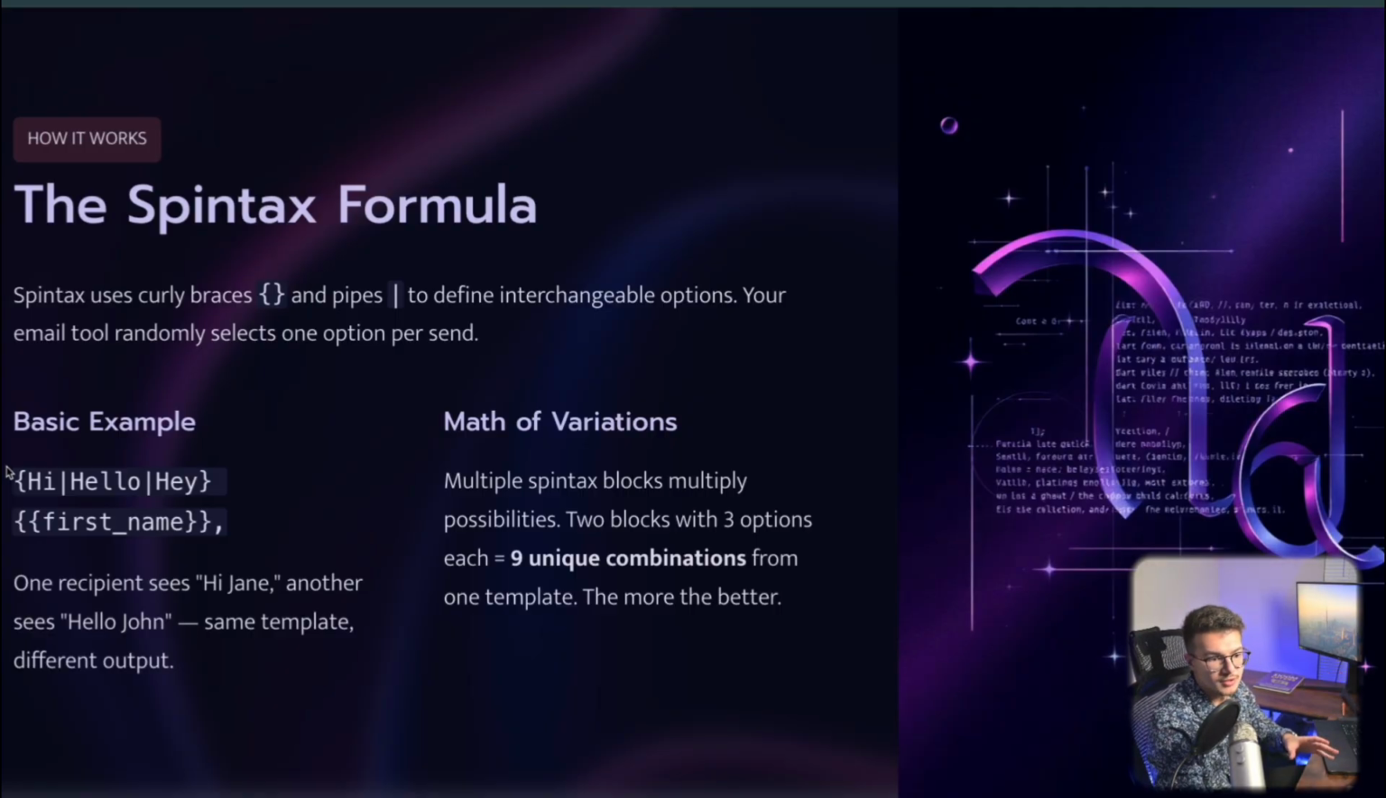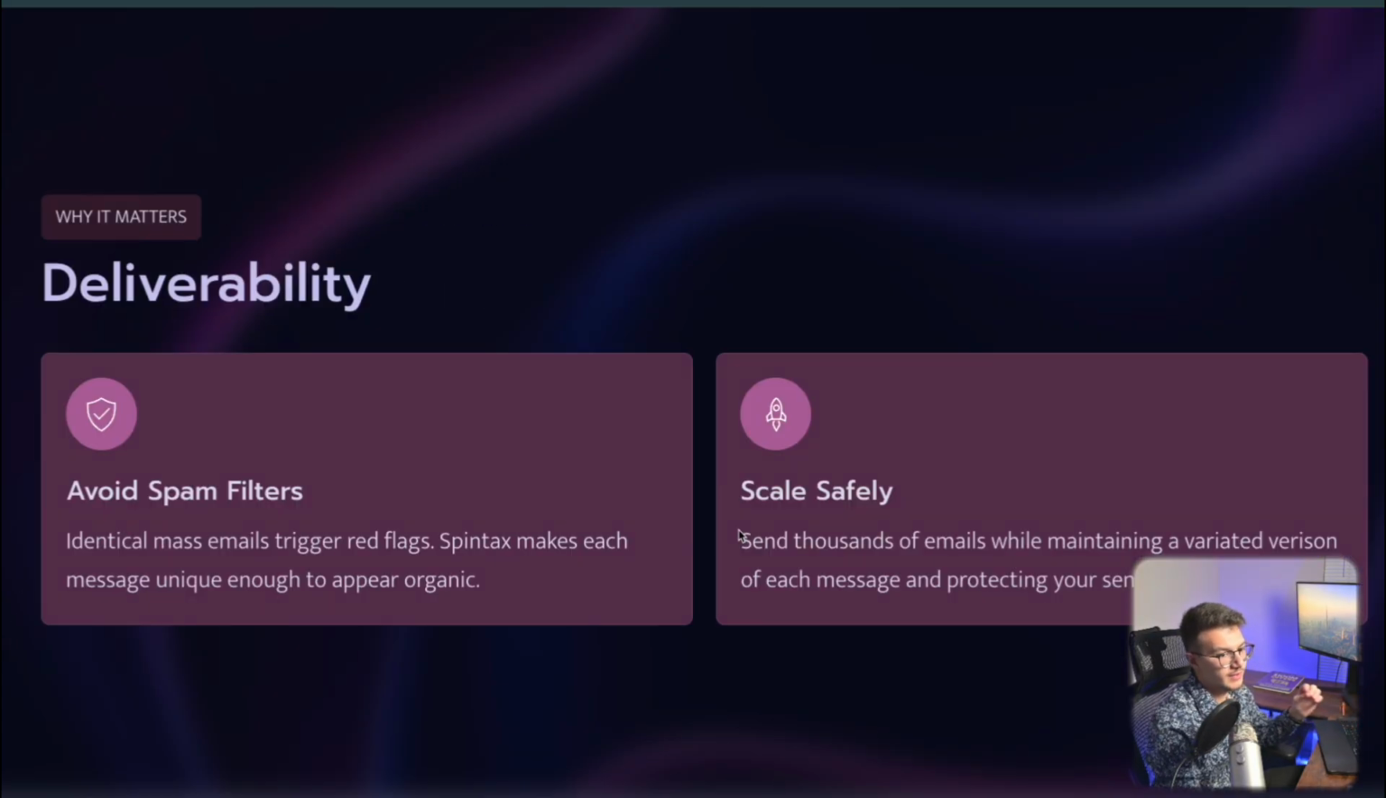Because of simple multiplying rules, this is how you can get to millions of variants for one single email copy. Now, once again, if you have two blocks with 3 options, then now you have 9 unique combinations. So that's how that math will break out. The more you keep adding, if I had 3 blocks with 3 options, right, it would then be 27, okay? Now, the reason why this is important is, once again, for avoiding spam, so identical mass emails will trigger red flags immediately. And Spintax will make that message unique enough to appear organic. And then as we scale, we can send these thousands of emails without damaging our sender reputation.